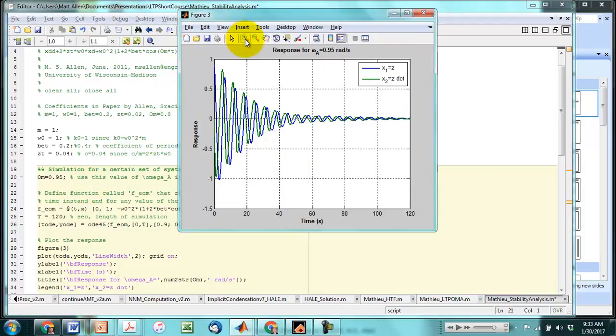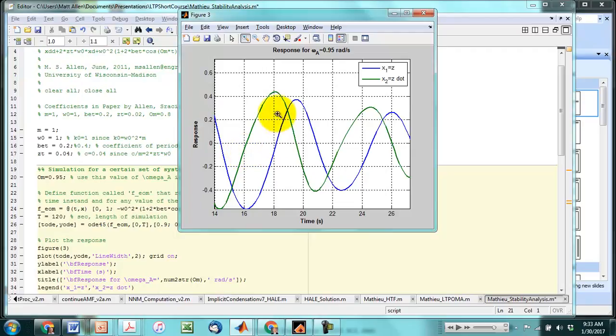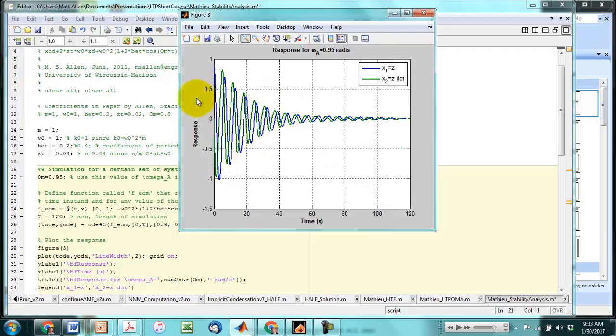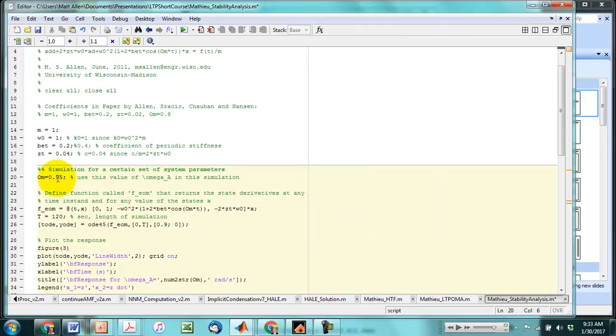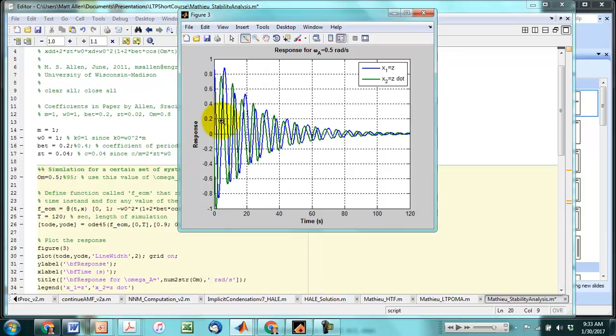Initially, with this particular setting, we don't see anything too interesting. If we looked really closely, we might see some distortion in the response, but it's still stable. Nothing too crazy has happened. If we change the frequency with which we pump the stiffness, we start to see a little more interesting responses.